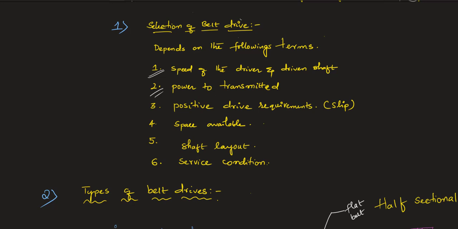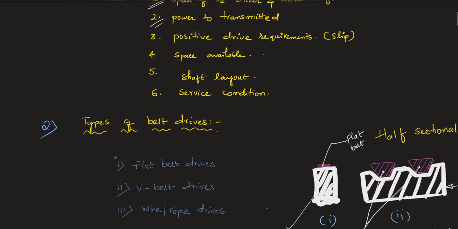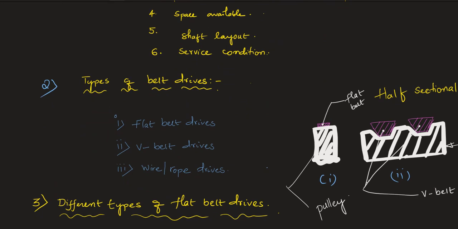So service condition defines how many hours of service you want before you replace the belt. That also defines whether to go with the belted drive or not. So these are the 6 parameters we'll be looking at before we select a belt drive as a power transmission device. Hope you have got it.